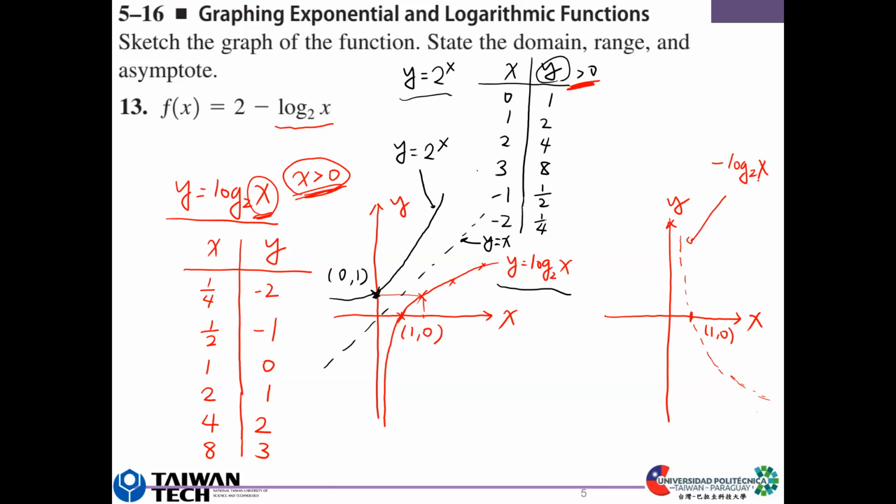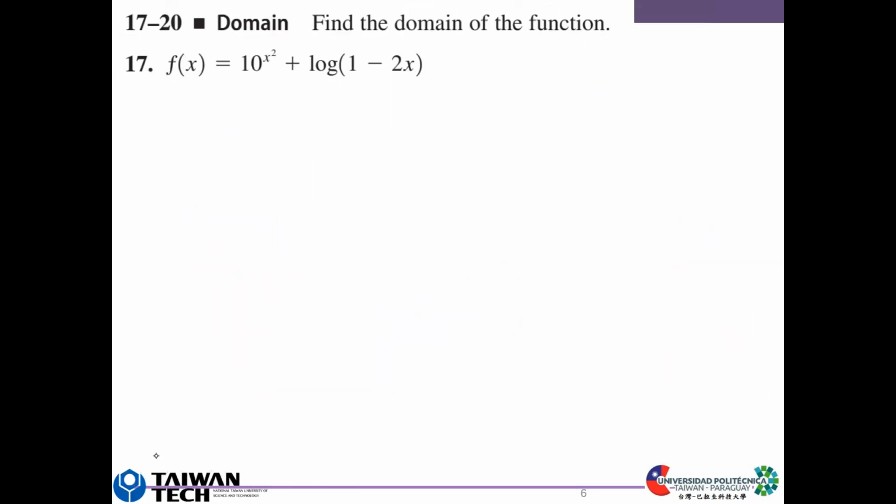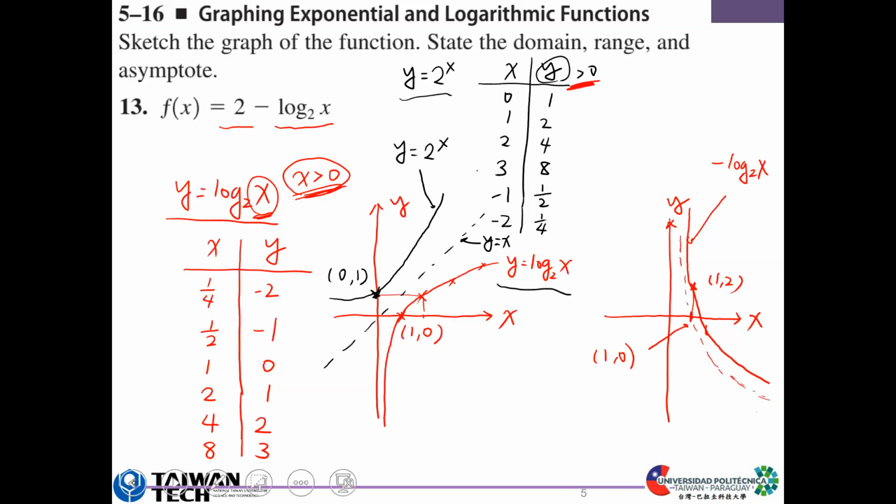It flips in terms of the x-axis, and then add 2. So it shifts up by 2. So this is 1, 2, and this should be the solid red line. This is 1, 0. The solid red line should be 2 minus log x with the base of 2.